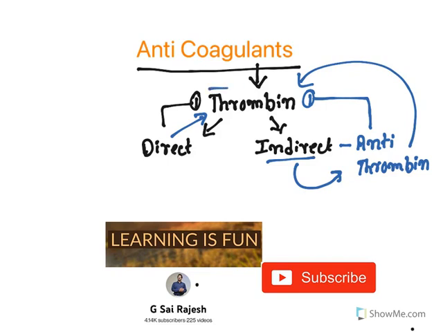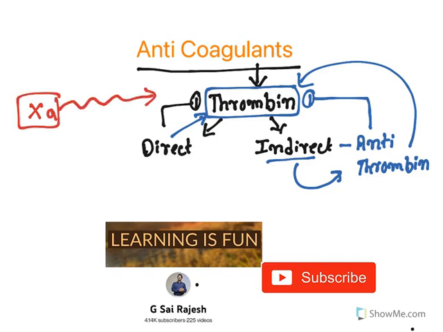So we have these two agents. Along with that, factor 10A inhibitors are there. Now factor 10A is responsible for the formation of thrombin. So when you inhibit factor 10A, you are inhibiting thrombin formation. So thrombin inhibitors, factor 10A inhibitors, and finally vitamin K inhibitors.